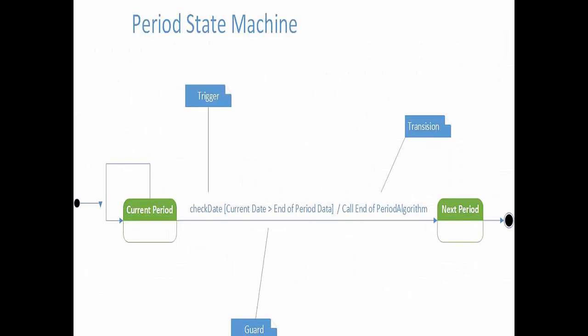Period state machine. This is the state machine for the period. The current period is the starting point for the state machine. The trigger is a check date check at the beginning of each view of the home page. Now, the guard here is if the current date is greater than the end of period date in the model. If that happens, then a call to the end of period algorithm is made, and the next period is the next phase in the state machine.